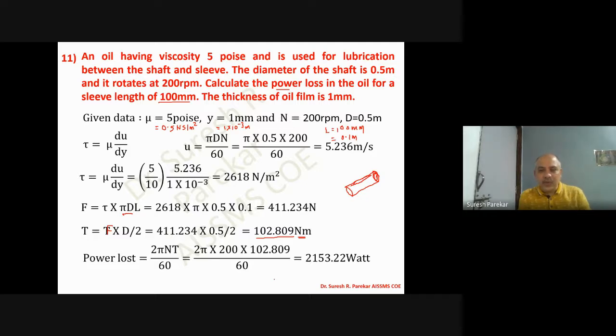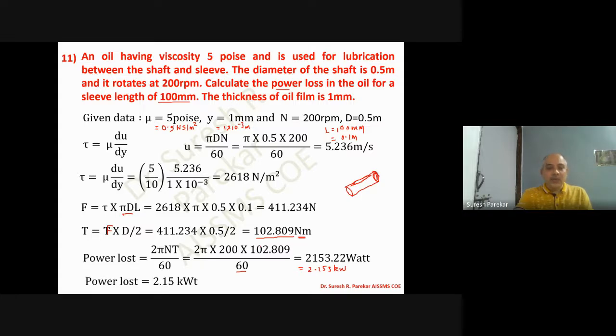And we know N is 200 rpm, so we have to divide by 60 into T, that is 102.809, which gives me power lost equal to 2.153 kilowatts. So likewise, whatever data is given, we have to see it, and knowing this data, we should be in a position to find the values. That is the most important thing.